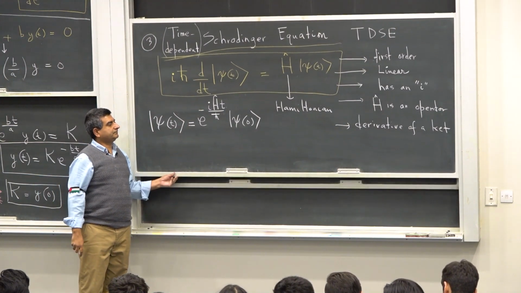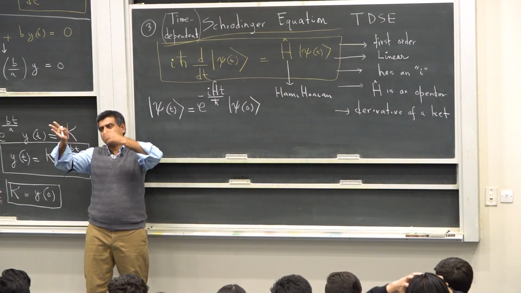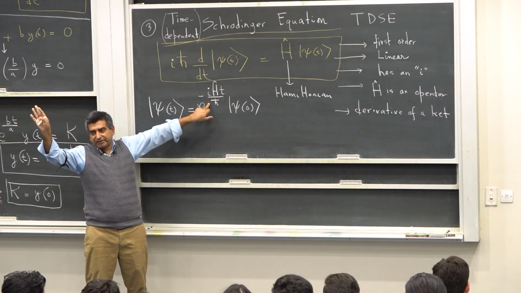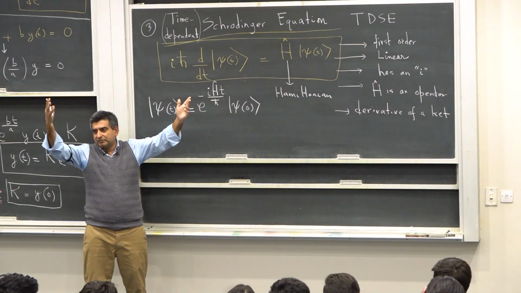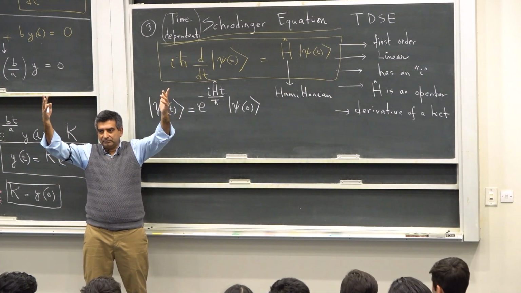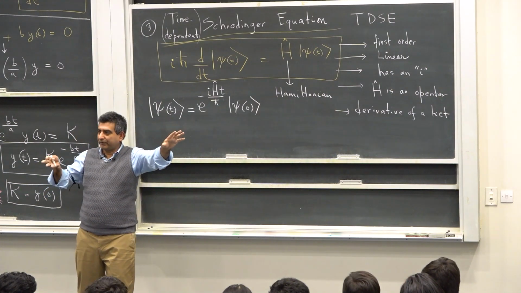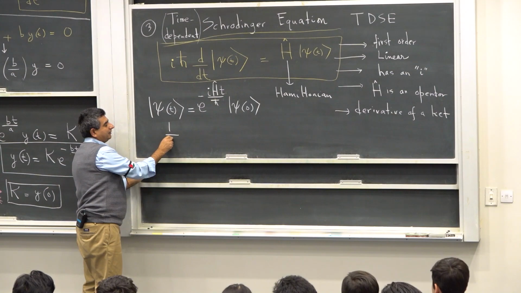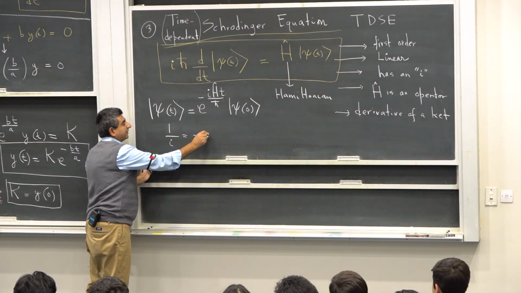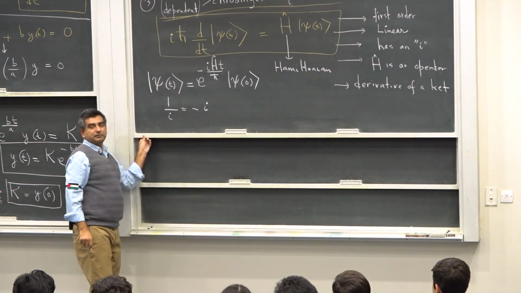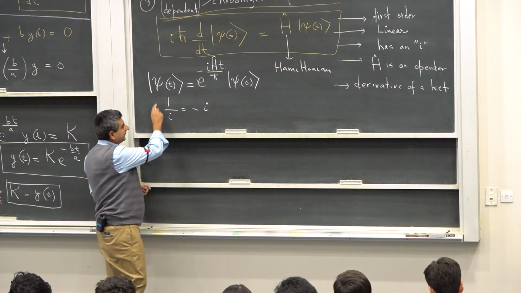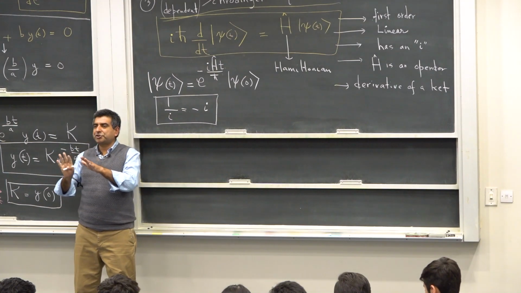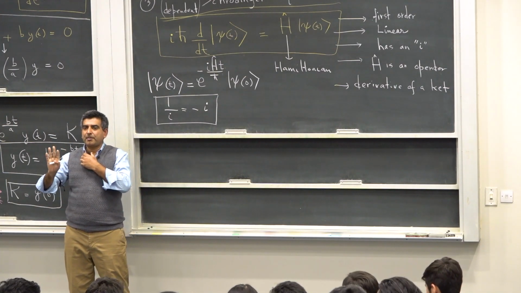So I can write this in 2 fashions. I can put 1 over iota with a positive sign or minus iota. The same thing. 1 over iota is minus iota. All right, remember this. So this is the solution to the time dependent Schrodinger equation.